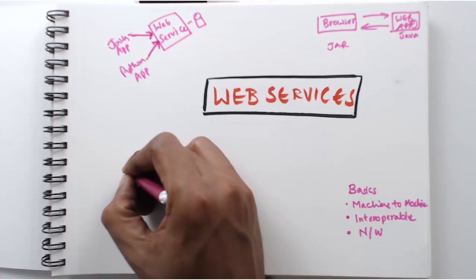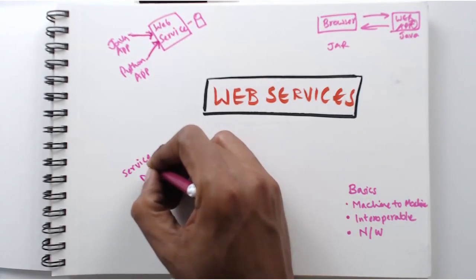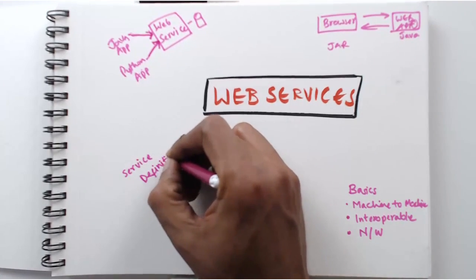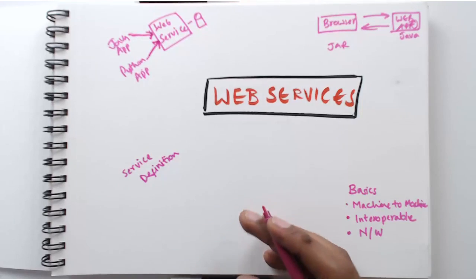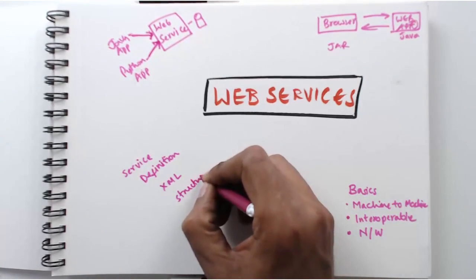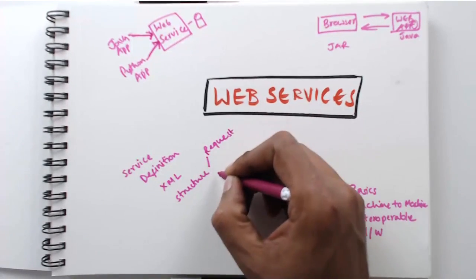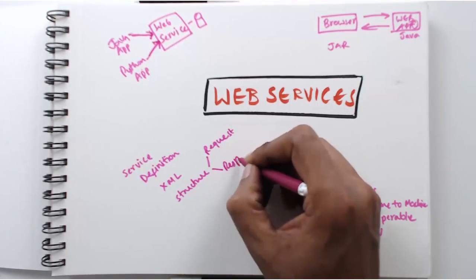These things are defined by using something called a service definition. Service definition will say, okay, I'm going to use XML, this is the format, I'm going to have this structure for the request, this structure for the response. So that's what the service definition allows us to do.